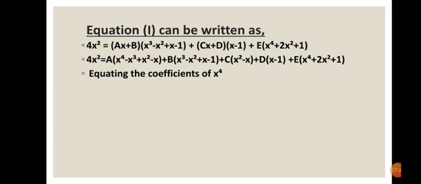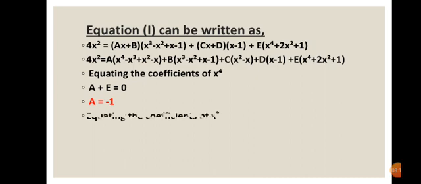Equating the coefficients of x raised to power 4, we have a plus e is equal to 0. Here, students, the coefficients of x raised to power 4 are a plus e on the right hand side, and on the left hand side there is no x raised to power 4. So a plus e is equal to 0, and we already have calculated the value of e, that is 1. So if we place 1 at the place of e, we will get a plus 1 is equal to 0, which means a is equal to minus 1.